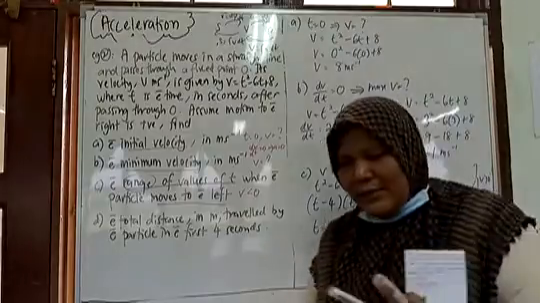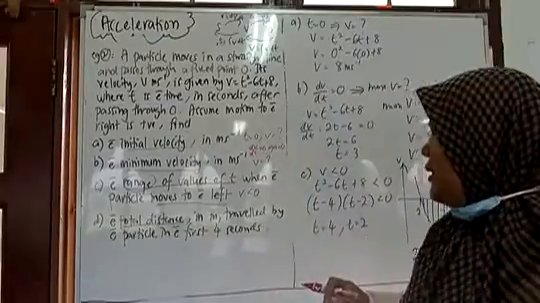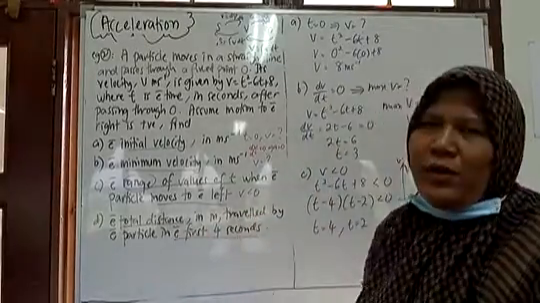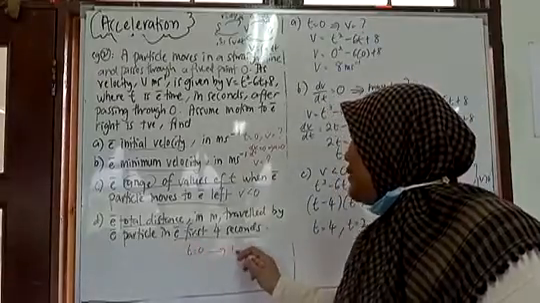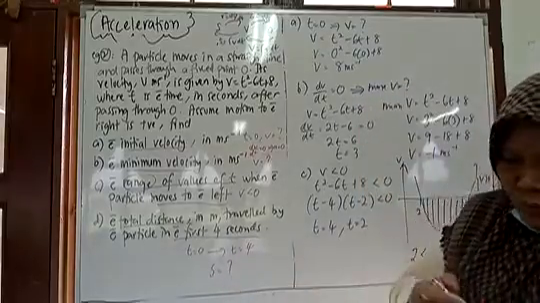How about D? Find the total distance travelled by the particle in the first 4 seconds. So we are talking about when t equals 0 until t equals 4.